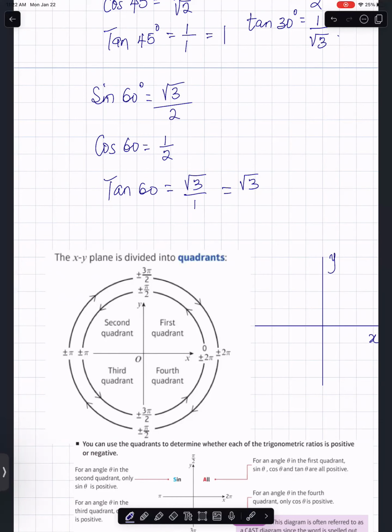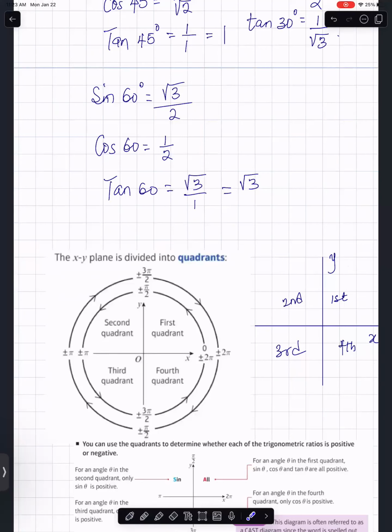These axes are divided into 4 different quadrants. So this is the first quadrant, and this is the second quadrant. This is the third, and this is the fourth. You can see I'm moving in an anti-clockwise direction. This is my anti-clockwise movement, okay? But if I'm moving in the clockwise movement, this becomes first quadrant, second, third, and fourth quadrant.